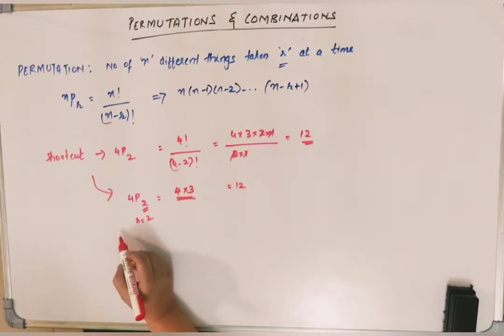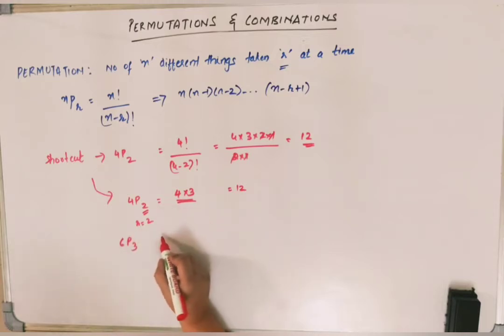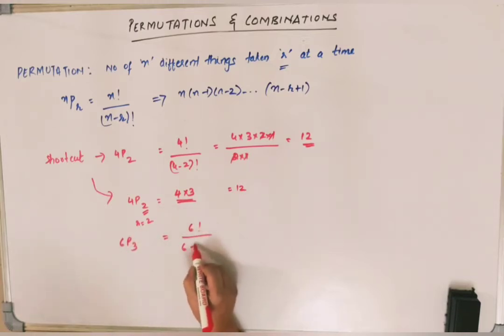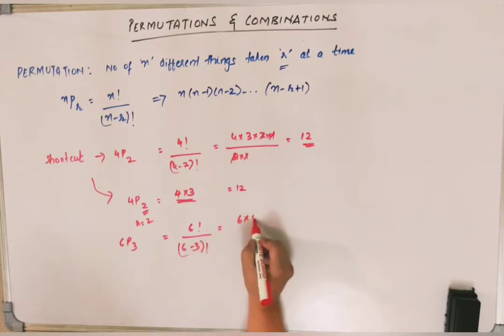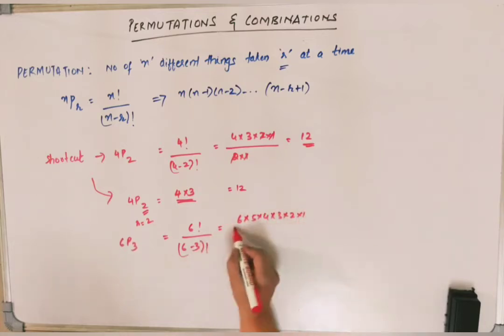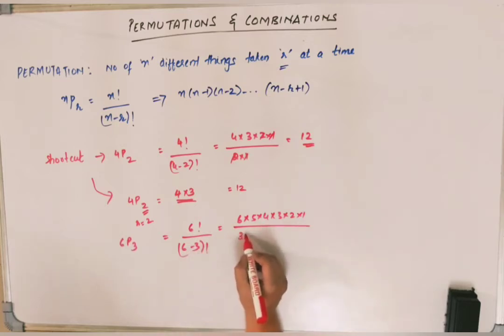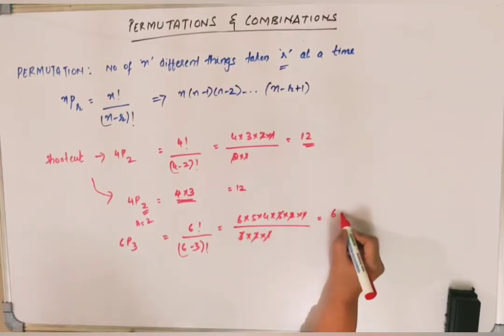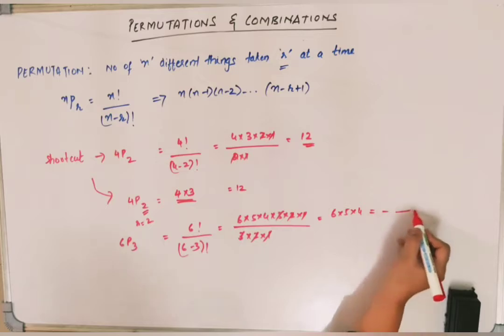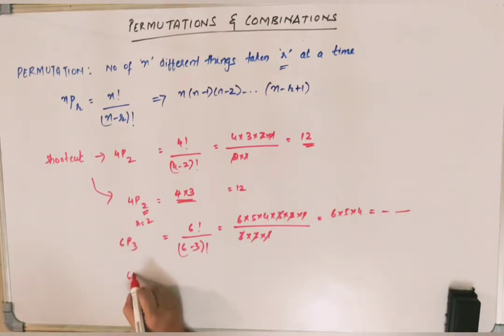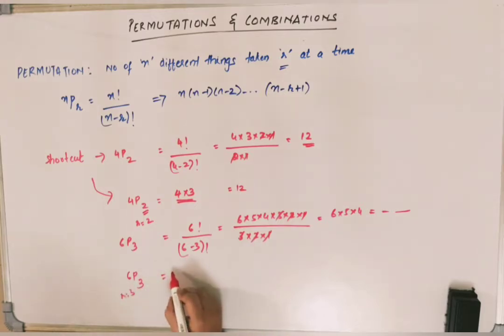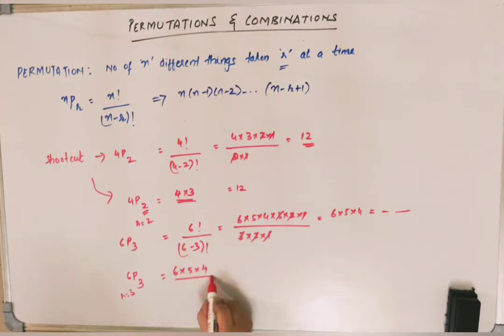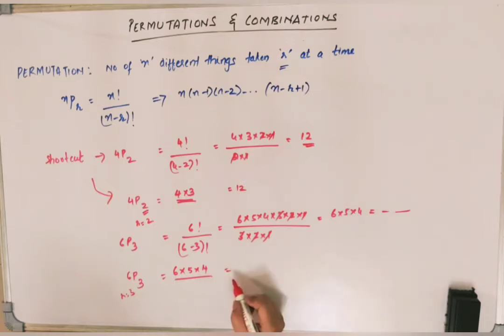Let's take another example. Say we have 6P3. We'll get 6 factorial by (6 minus 3) factorial, which is 6 into 5 into 4 into 3 into 2 into 1 over 3 factorial. And what is 3 factorial? 3 into 2 into 1. You cancel this, and we'll get 6 into 5 into 4. If I use the shortcut, there are 3 terms, since r is equal to 3 here. So I will start with 6 and keep on decreasing until I reach 3 terms or 3 factors. So I get the same answer here.